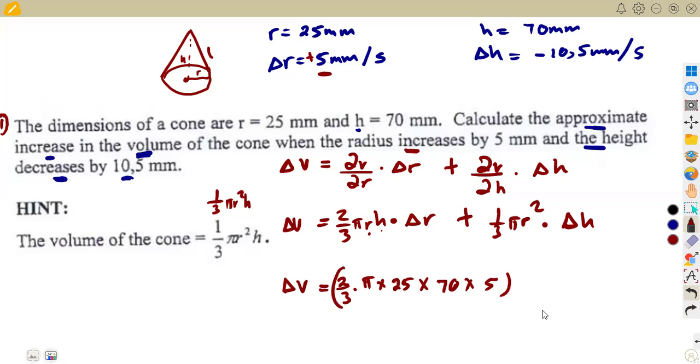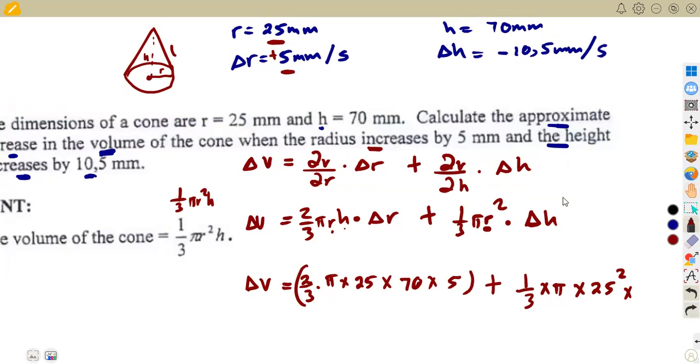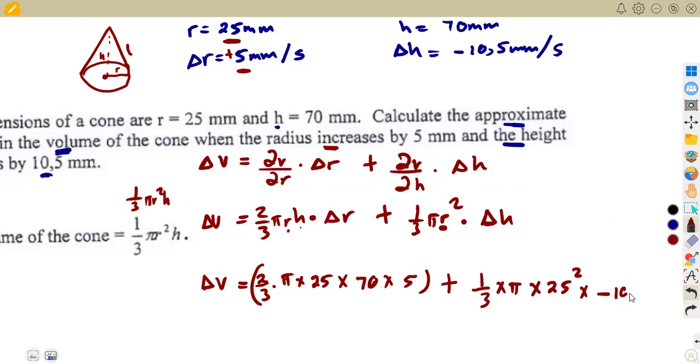So this is a whole part together, combined, plus a third. So there we've got a third times pi times r squared. R, which is the radius, our radius is 25. So this is going to be 25 squared times the change in the height, which we said is negative 10,5. So we're going to multiply this by negative 10,5. You combine everything together, you are supposed to obtain something like 48125 over 6 pi, like this.